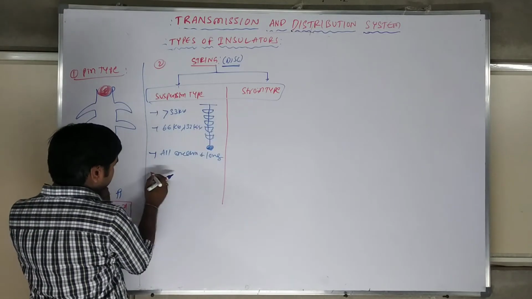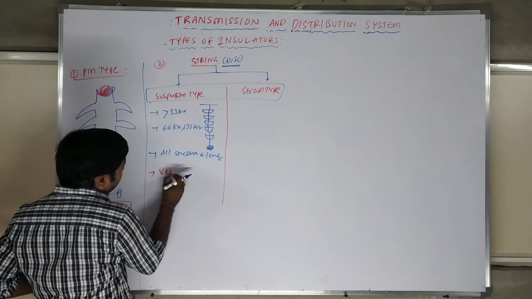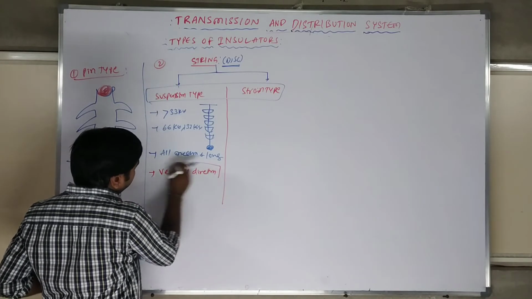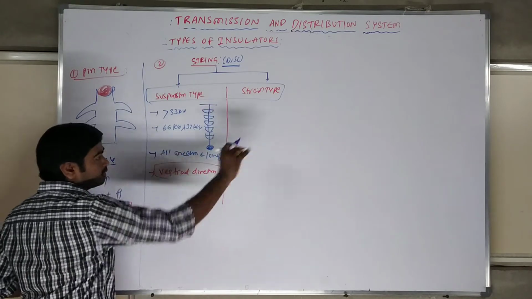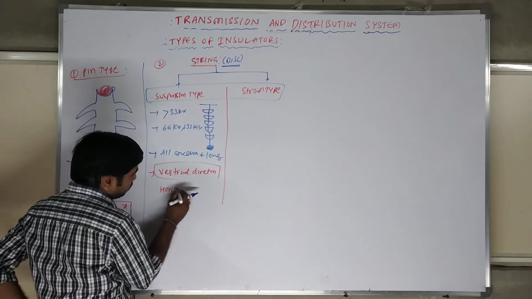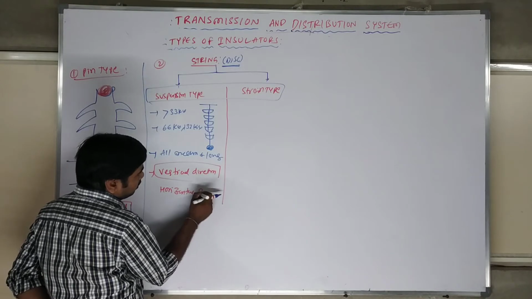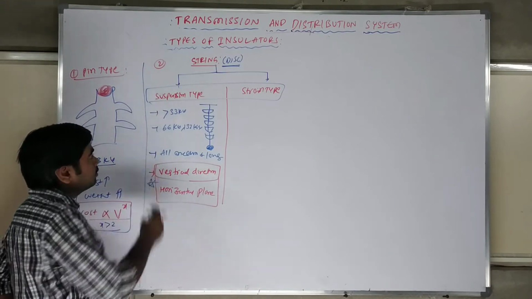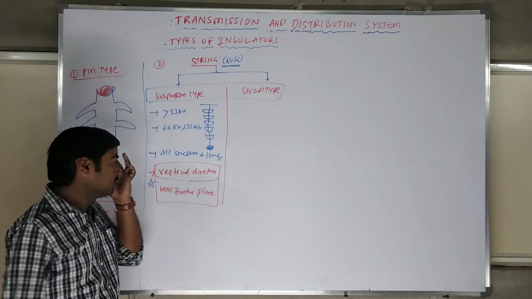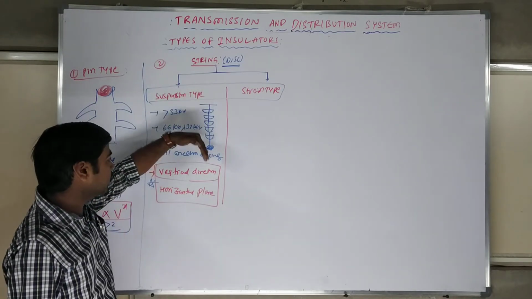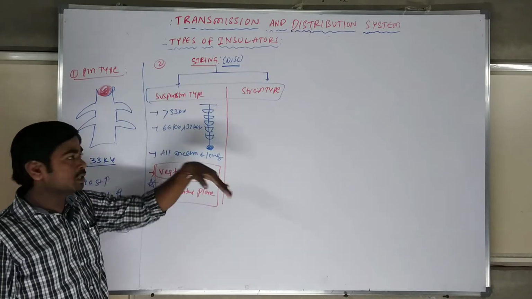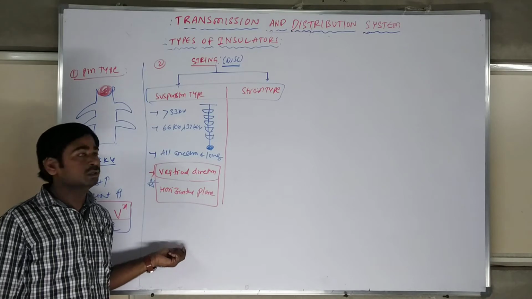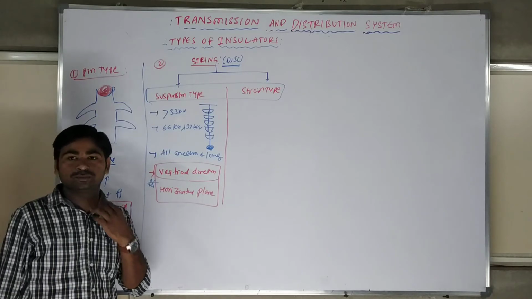Next, the placing of suspension insulators: we keep them in a vertical direction in the horizontal plane. This is a famous question in examinations. How do the suspension insulators look? They are placed in a vertical direction in the horizontal plane. This is the important thing about suspension type insulators.